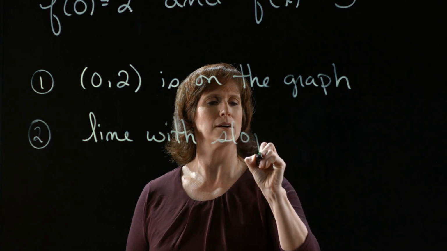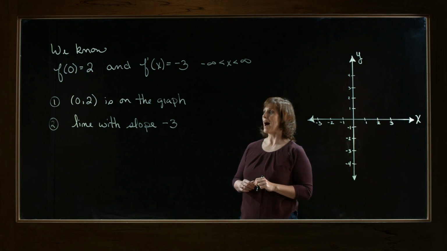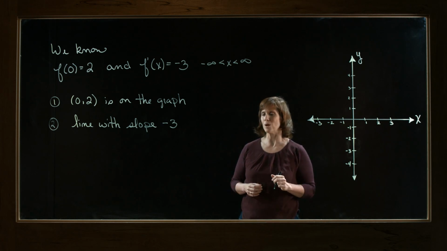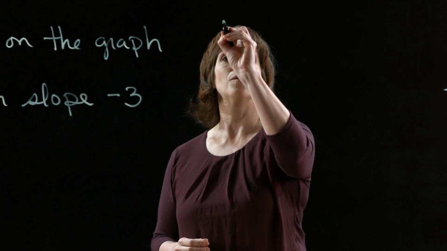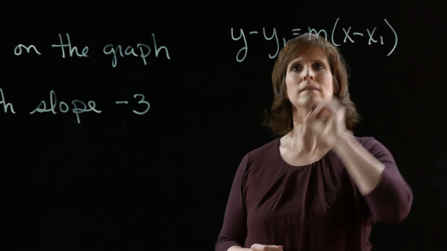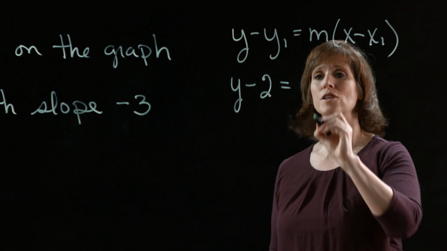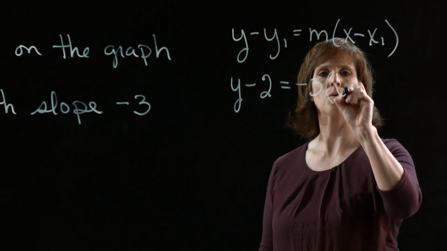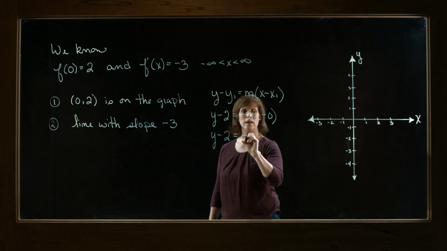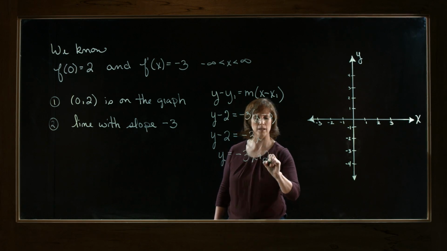At this point, I know one point on the line, and I know what the slope is. You can go back to your algebra and just use the point-slope formula to get the equation. So y minus y1 equals m times the quantity x minus x1. The y-coordinate is 2. The slope is -3. And the x-coordinate on my given point is 0. So y minus 2 equals -3x, and y equals -3x plus 2.